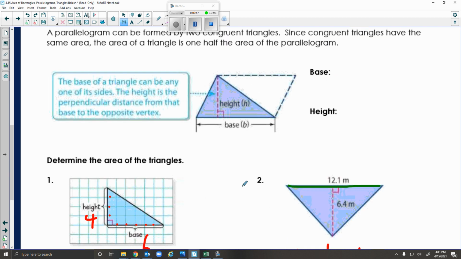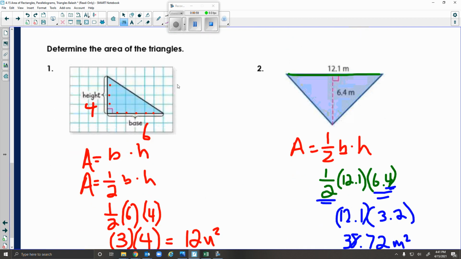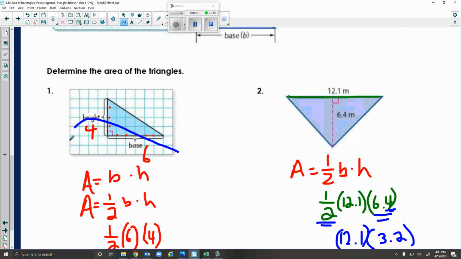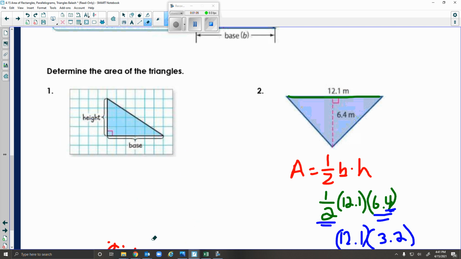So I'm going to come down here and show you how this works. Let me get rid of this real fast. Oh no, that was not the eraser. Okay, so what we've got to do here is find the length of the base. 1, 2, 3, 4, 5, 6. So the base is 6 units, and the height is 1, 2, 3, 4 units.